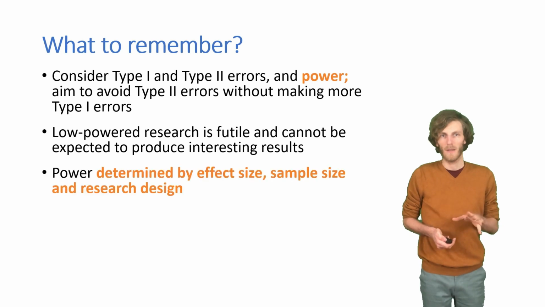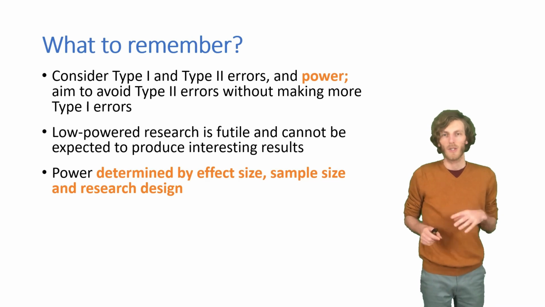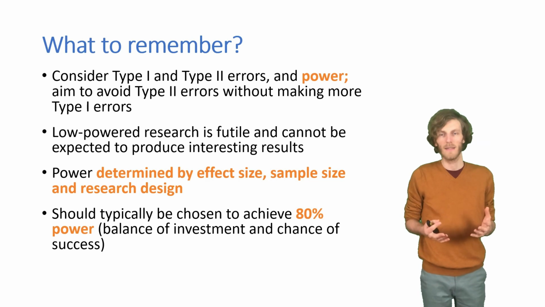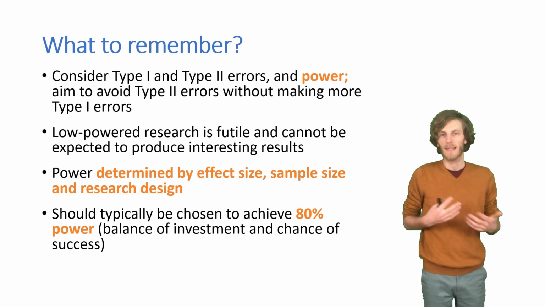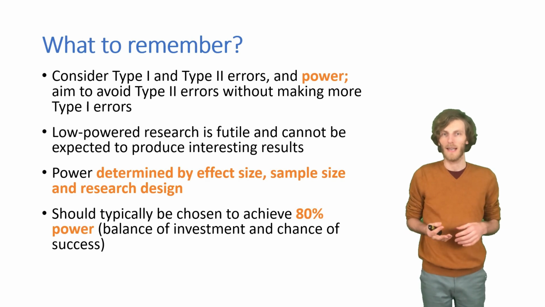You need to remember that power is determined by effect size, sample size, and the research design, and that we try to choose a combination of those three to achieve 80% power. Why 80% rather than 100%? Well, again, because there's a balance between investments and the chances of success. We don't always want to run huge, very expensive samples just to move from 80% success rate to a slightly higher success rate.